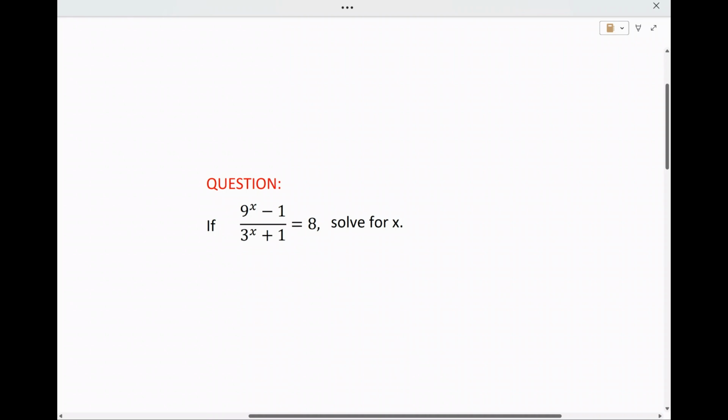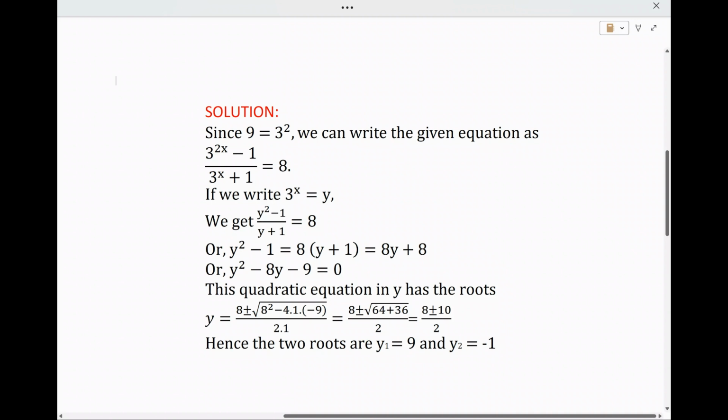Question: if (9 to the power x minus 1) divided by (3 to the power x plus 1) is equal to 8, solve for x. Since 9 is equal to 3 squared, we can write the given equation as (3 to the power of 2x minus 1) divided by (3 to the power of x plus 1), and the whole thing is equal to 8.